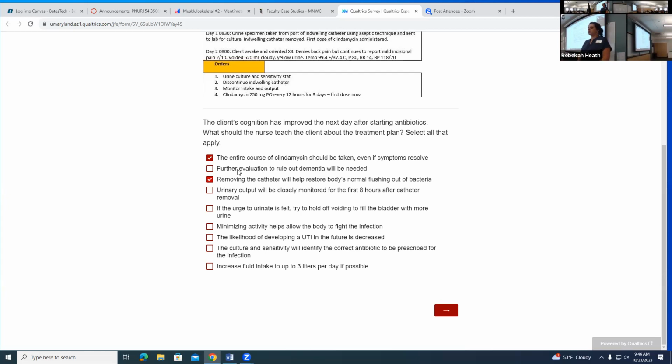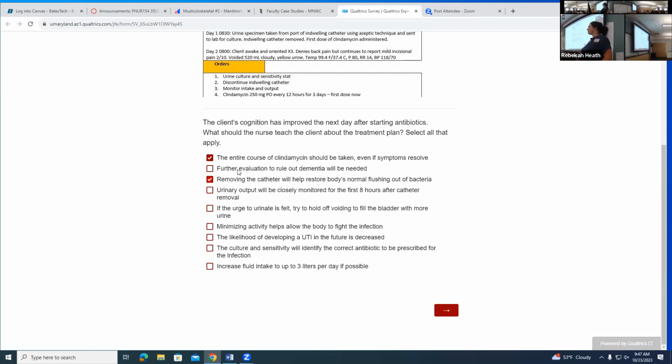Urinary output will be closely monitored for the first 8 hours after catheter removal. Yes, because anytime we take a catheter out, we're giving that patient a chance to void, right? We're saying, no, we want you to do this naturally. But if they hit an 8-hour mark and they still haven't peed, we're going to be doing all the things we can to get them to pee.